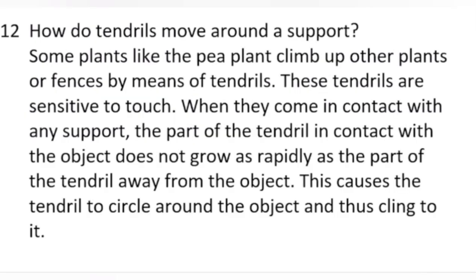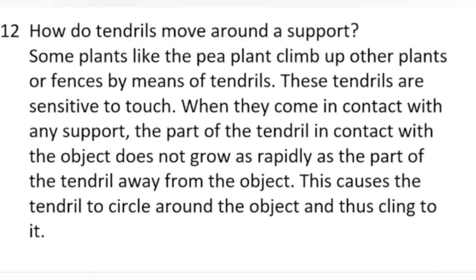How do tendrils move around a support? Some plants like the pea plant climb up other plants or fences by means of tendrils. These tendrils are sensitive to touch. When they come in contact with any support, the part of the tendril in contact with the object does not grow as rapidly as the part of the tendril away from the object.